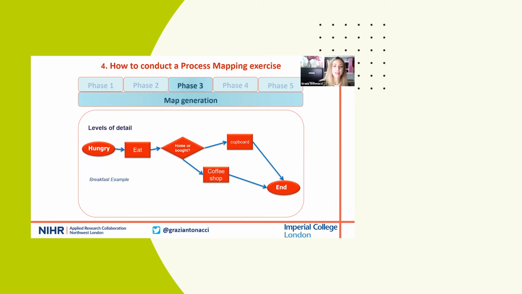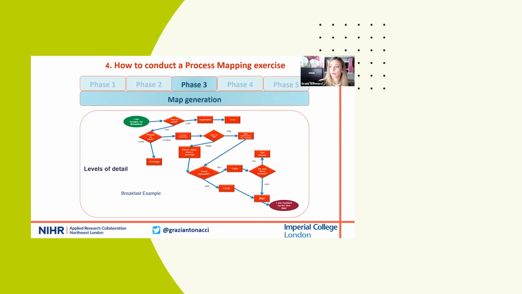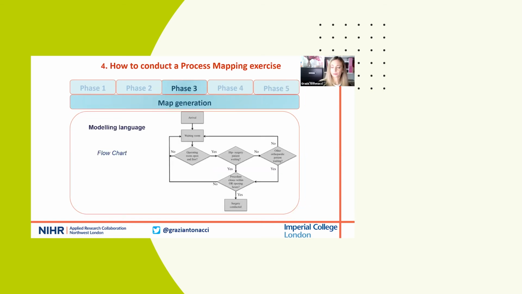Here is an example of how the same process, having breakfast, can be represented at a high level, or in this case, as a very detailed process map. As I was saying, you can use different modeling languages to draw your process map, where a modeling language is constituted by a set of symbols that you use to represent your process and their semantics. Of course, this will depend on your objectives, type of analysis and skills of the people involved. This is an example of a flowchart, which is widely used in healthcare as it is easily understood also by people with a weak technical background in process mapping.